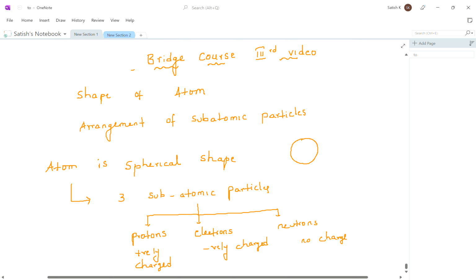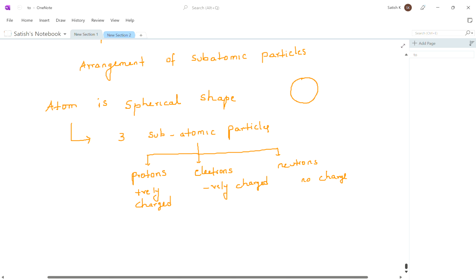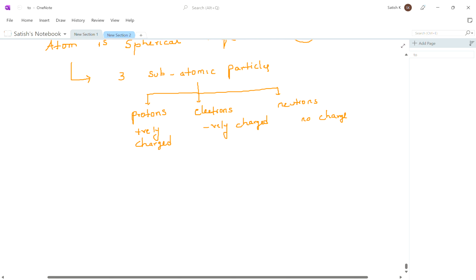Now their values, masses, and everything we can learn in the next coming videos. In the atomic structure chapter, in the coming days, I am going to discuss. There I will give all the points, but here, only for bridge course time, I am giving the brief explanation. The 3 subatomic particles, what I said: protons, electrons, neutrons, right?